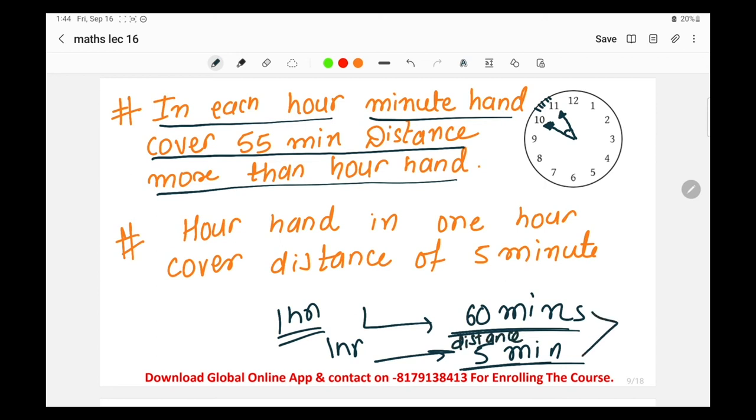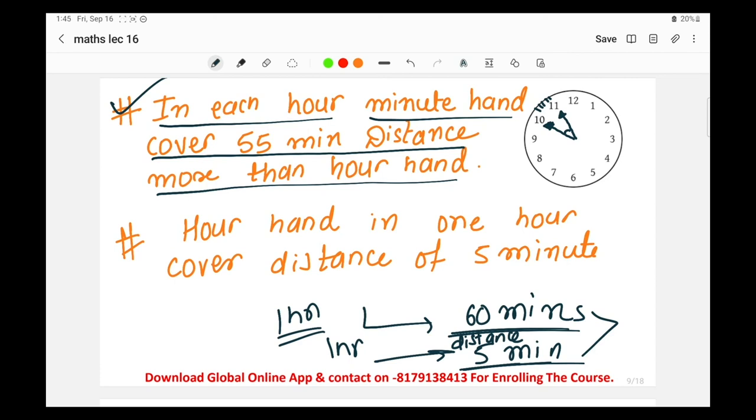So if we compare these two statements, we get this: in each hour the minute hand is covering 55 minutes more distance than the hour hand, because the minute hand is covering 60 minutes and the hour hand is covering the distance of only 5 minutes. So the hour hand covers 55 minutes distance less than the minute hand. This is what we have learnt here.